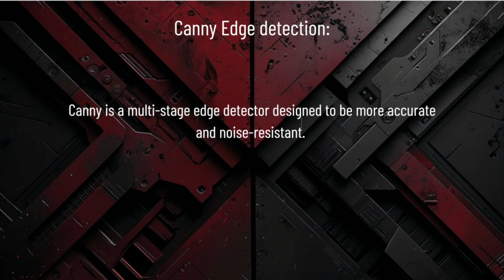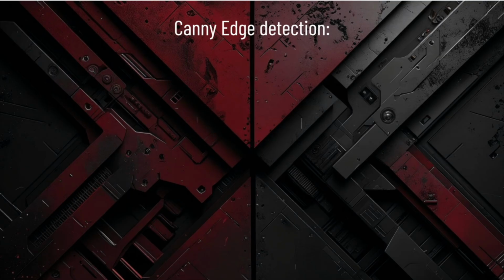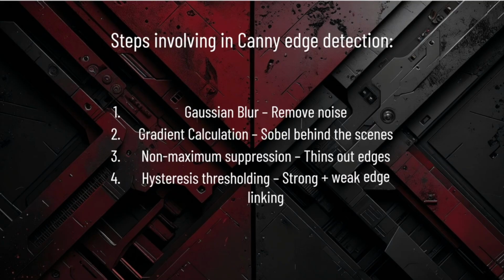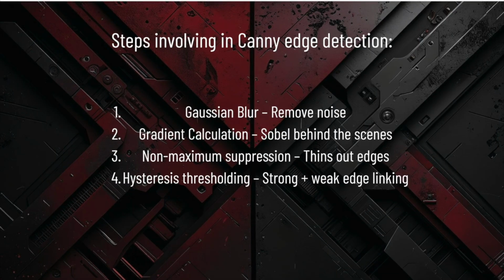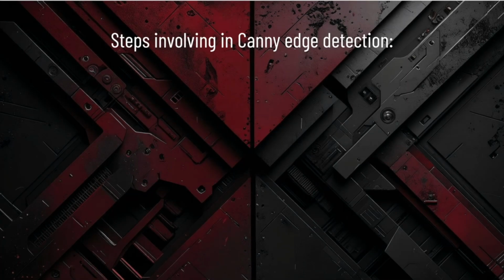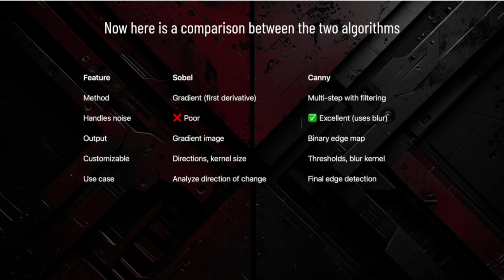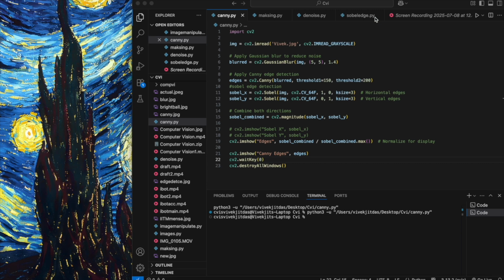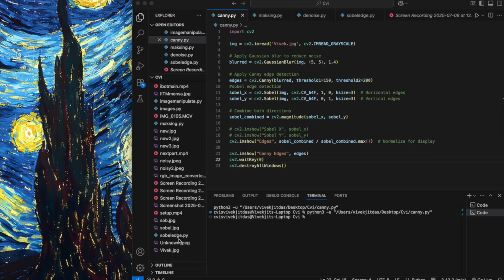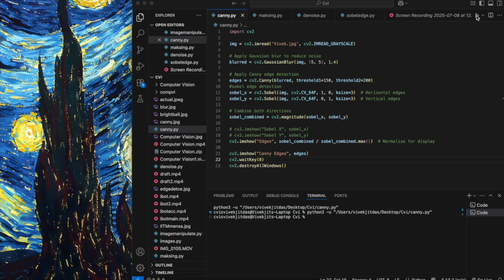Unlike the Sobel algorithm, Canny edge detection is a multi-stage edge detecting algorithm used to give more accurate results. It implements Gaussian blur, gradient calculation, suppression, and thresholding to give more accurate values. So here is a formal way of defining the difference between both. Here is a side-by-side comparison of Canny edge detection and Sobel edge detection. I will be taking the edges using both algorithms on the same image. So let's see how it comes.